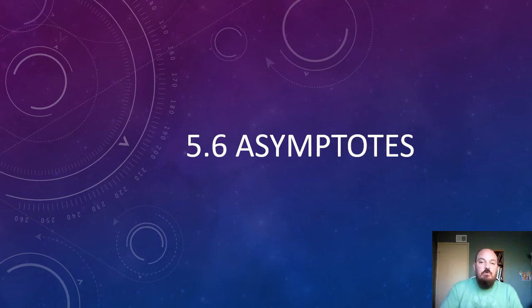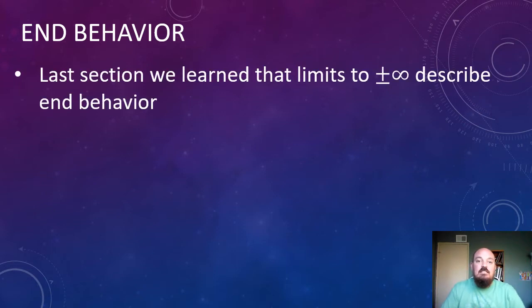So far in chapter 5, we've been talking about how you can use derivatives and limits to help you graph a function. And the next step is to talk about how you guys can use limits to find asymptotes. So let's start off to continue on from our last lesson. We just talked about L'Hopital's rule and infinite limits.